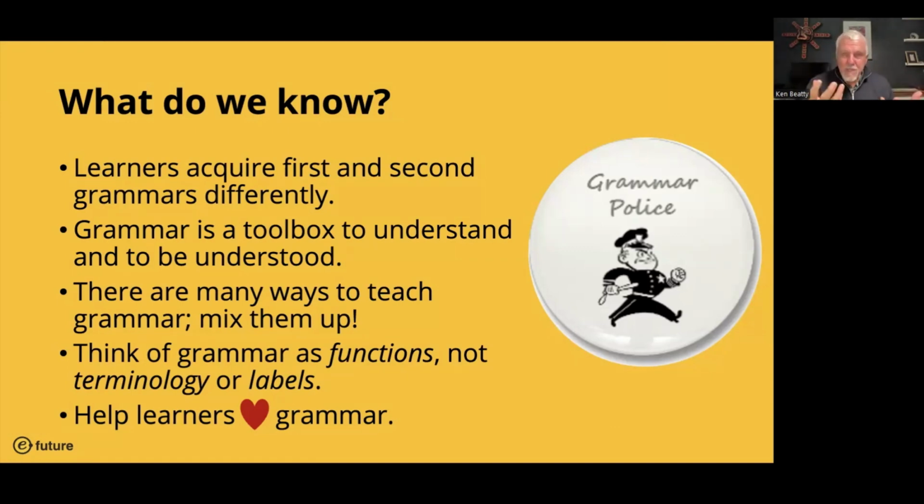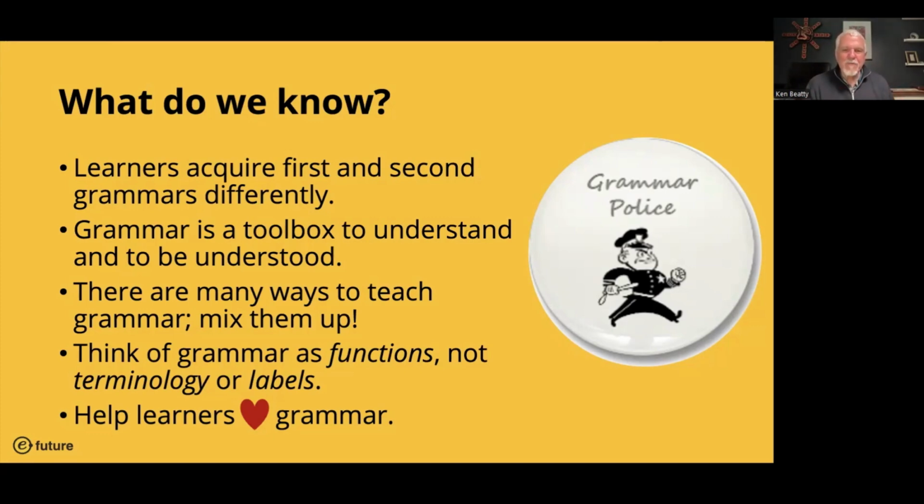So grammar helps us understand what other people are saying or writing, but it also helps us to produce language which is understandable. There are many ways to teach grammar. Mix them up. I've given you 7 different ways to teach grammar. There's not one good way or one best way. It's really best to mix them up and give different approaches. The variety helps students to learn.